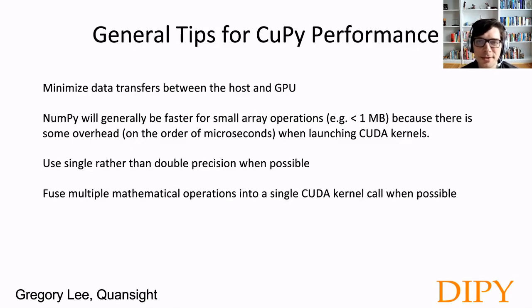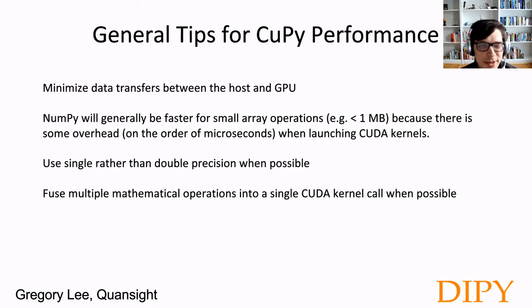So general tips for working with CuPy are that you want to minimize data transfers between the host and the GPU, so there's quite a bit of overhead in terms of the speed at which you're able to do that. NumPy will generally be faster if you're applying operations to very small arrays, like things that'll fit in the L1 or L2 cache of your CPU. And that's partly because there's some overhead when launching CUDA kernels.